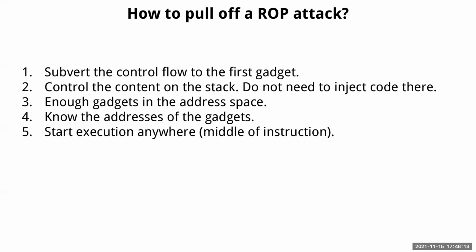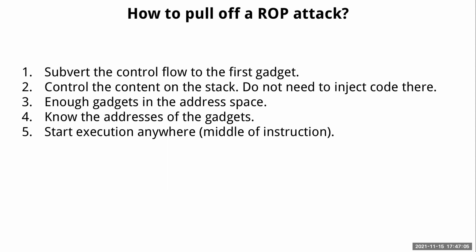Then you still need to control the content on the stack. Even though you don't have to inject code there, you are putting data there to control the control flow. That's the second condition. The third condition, you need to have enough gadgets in the address space. The fourth one, you need to know the addresses of those gadgets. Also, people tend to forget about this one: you need to be able to start execution anywhere. If there's a gadget, you should be able to execute that gadget, and that gadget could be in the middle of a legit instruction.